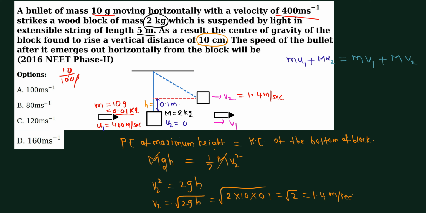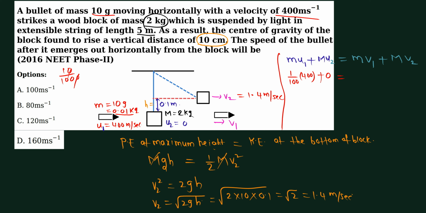Now you see, just substitute all the values here. What is the mass of the bullet? Small m is 0.001 kg, or we can write 1 by 100. Can I write 1 by 100? Any problem? 1 by 100 into u1. The bullet speed initially is 400 meter per second. Before hitting with this bullet, the block is at rest. Rest means the velocity is 0. 0 into something is 0.